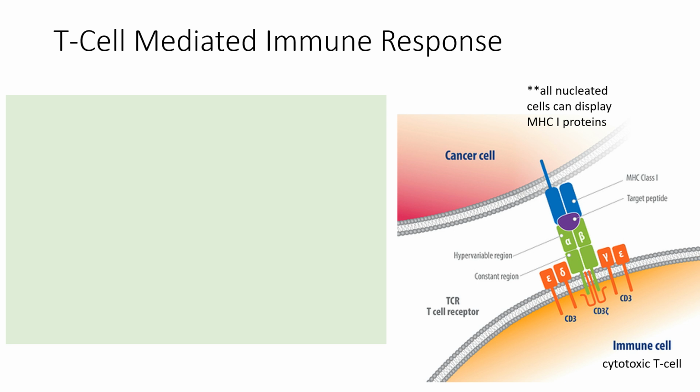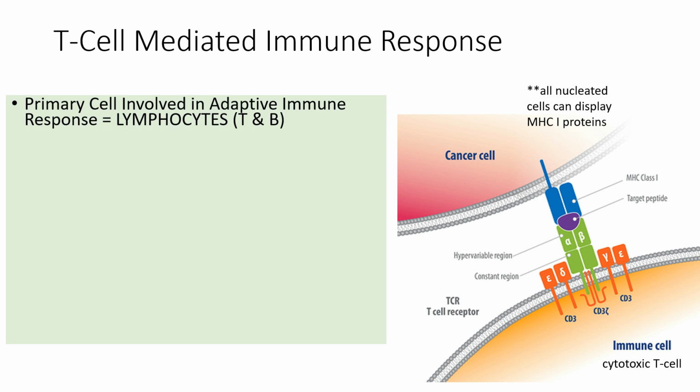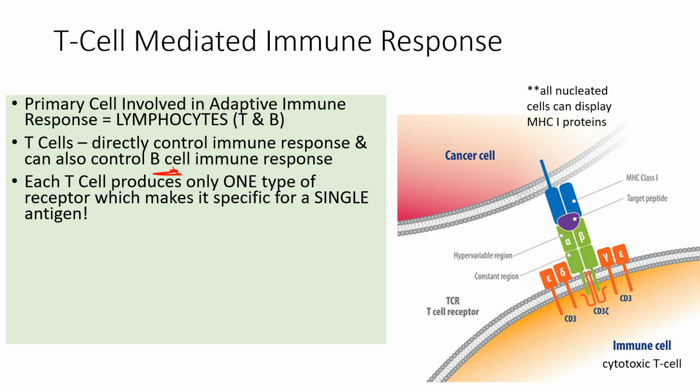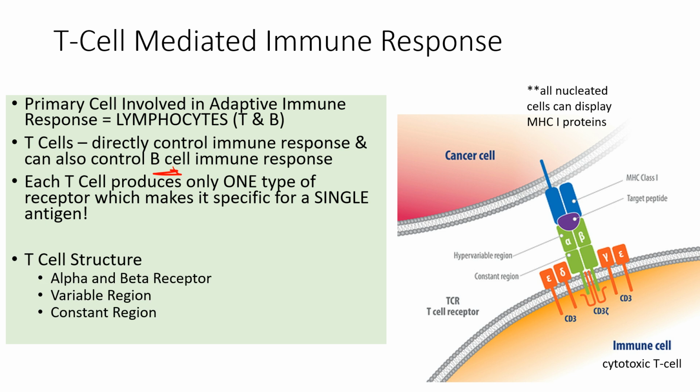Okay, so the primary cells involved in the adaptive immune response are your T and B lymphocytes. T cells directly control the immune response and also control the B cell response. So T cells control B cells. Each T cell is only going to produce one kind of receptor, which makes it specific to a specific antigen. And there are several parts to that receptor.